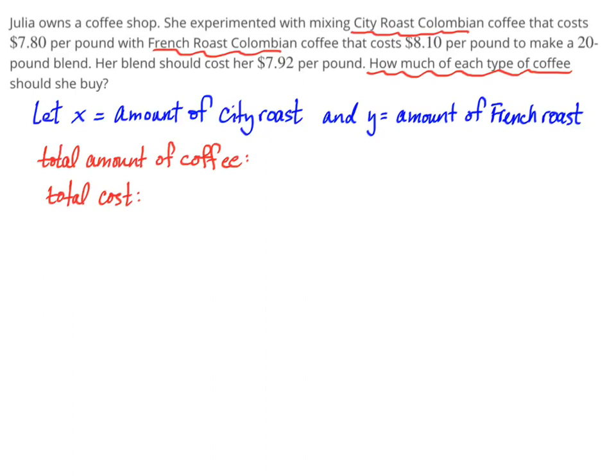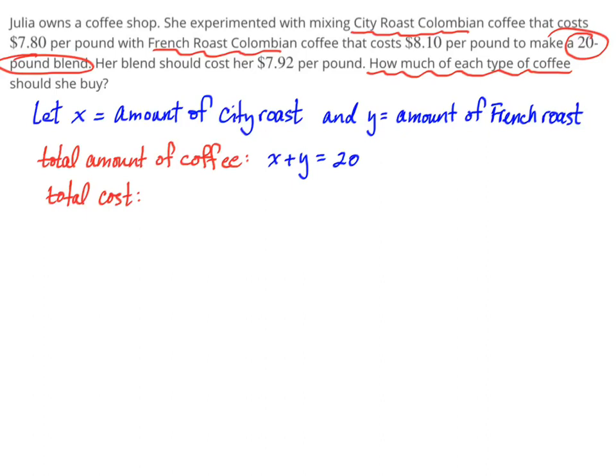So we know that the amount that we want to end up with, she wants to end up with a 20-pound blend. She wants to end up with 20 pounds, but she's using X pounds of the city roast and Y pounds of the French roast to get that 20-pound blend. So that first equation has to say X plus Y has to add up to 20.